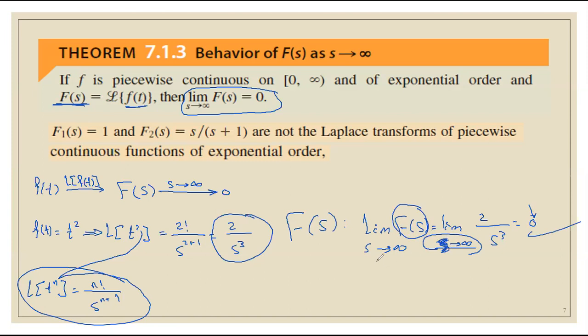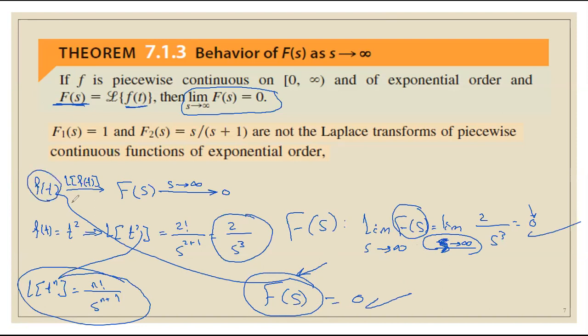tends to infinity. But if I give you a function F capital of s, and I ask you to check if this function can be considered as a Laplace transform of a specific function or not, you have to find its limit. If the limit is 0, yes, that function is the Laplace transform of a specific piecewise continuous function of exponential order. But if this limit isn't 0 when s tends to infinity, then this function isn't a Laplace transform for any piecewise continuous function of exponential order.